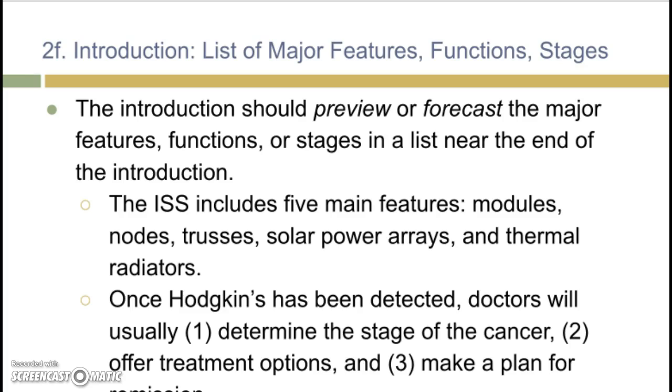The last part of the introduction is a list of major features, functions, or stages. The introduction should preview or forecast the major features, functions, or stages in a list near the end of the introduction. Here are two examples. The ISS includes 5 main features: modules, nodes, trusses, solar power arrays, and thermal radiators. Or, Hodgkin's disease: once it has been detected, doctors will usually, 1, determine the stage of cancer, 2, offer treatment options, and 3, make a plan for remission.